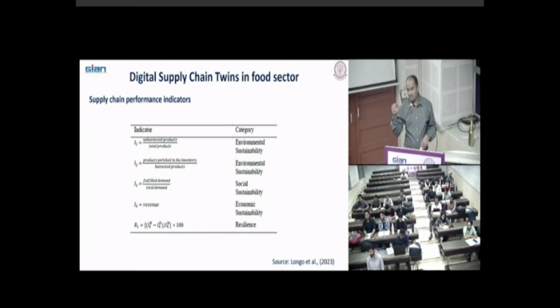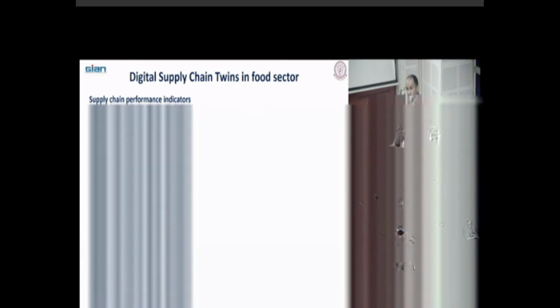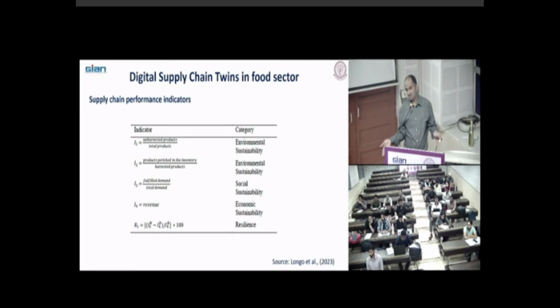And D means disruption: revenue during the disruption. Revenue during the normal time is 1 million; revenue during the disruption is 0.5 million. How much was the loss? 0.5 million, divided by the revenue during the normal time. So this shows a percentage. If your percentage is higher, your supply chain is less resilient. If you have more loss because of disruption, it means your supply chain is not resilient.